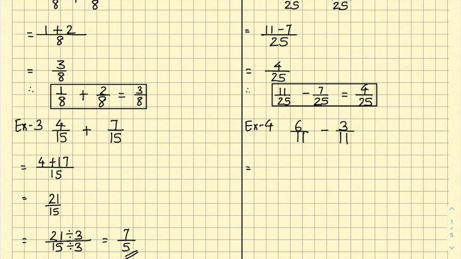The next example is 6 over 11 minus 3 over 11. So here you will see the denominator 11 is the same. So we just subtract the numerators. 6 minus 3 gives 3 over 11. And 3 and 11 are not divisible by any common factor. So ultimately we get 6 over 11 minus 3 over 11 is equal to 3 over 11.